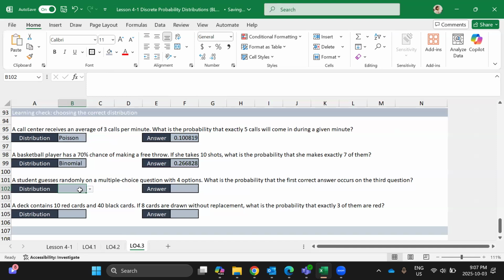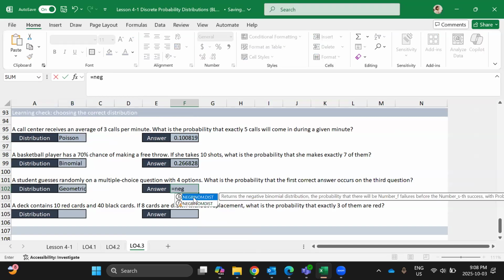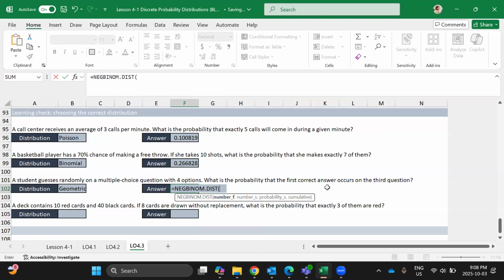The next one. A student guesses randomly on a multiple choice question with 4 options. What is the probability that the first correct answer is on the third question? So this one tells you that you're going to keep going until you get your first correct answer on the third question. Anytime you're stopping when the first success occurs means it's geometric. For geometric, we use the function in Excel called neg_binom. If their first correct answer is on the third question, that means that the first 2 questions were wrong. They got the right answer on the third question. 2 plus 1 is 3.